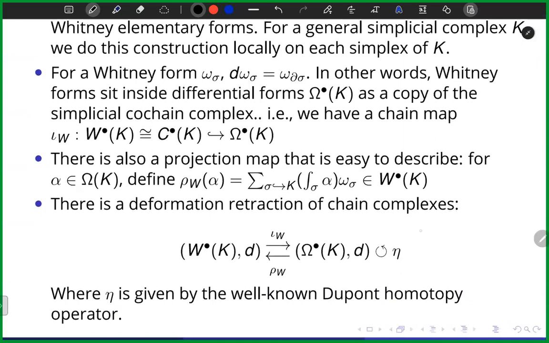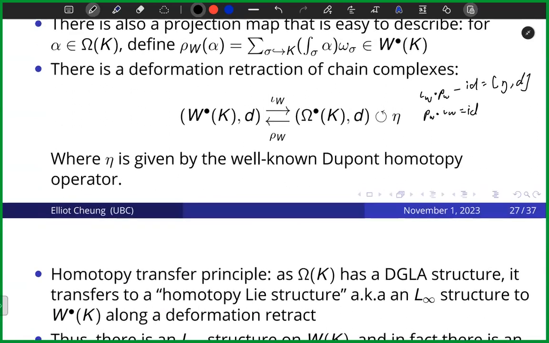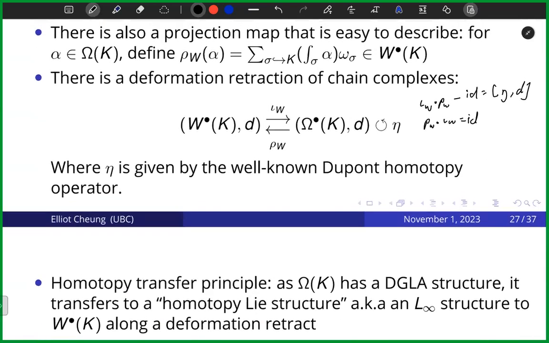So in other words, this is identity going this way, but this way is not identity, but it's chain homotopic to the identity via the Dupont homotopy operator. Now, as you may know, if you have isomorphic vector spaces and you define some sort of algebraic structure on these vector spaces, then you can pass them to each other by way of this isomorphism.